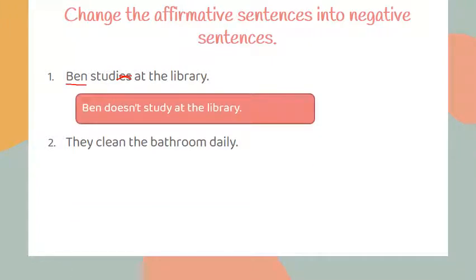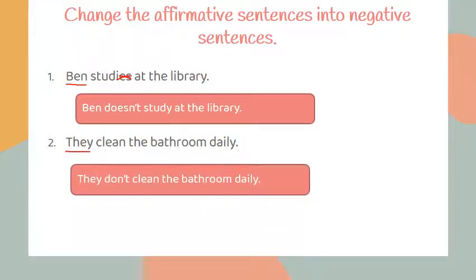Why did I remove the ies? Because I have doesn't. So I replace the ies with the original y. So we say Ben doesn't study at the library. They clean the bathroom daily. They is a plural subject, so I know that the rule says when I have a plural subject I have to use don't. They, then don't. They don't clean the bathroom daily.